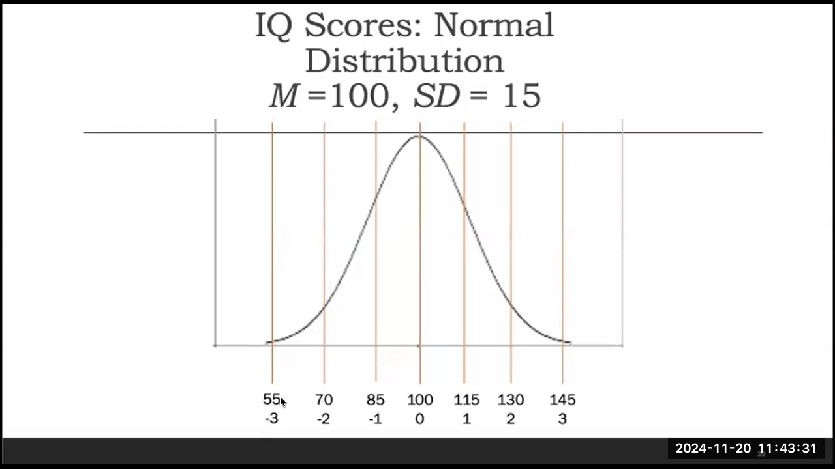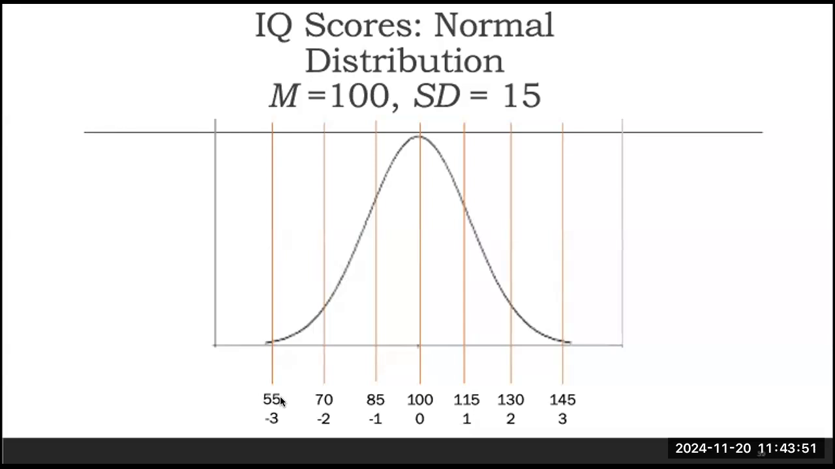So each time what you're going to do is add the standard deviation and mark it off in the distribution. So 1 standard deviation above the mean is 115. 2 standard deviations above the mean is 130. 3 standard deviations above the mean is 145.